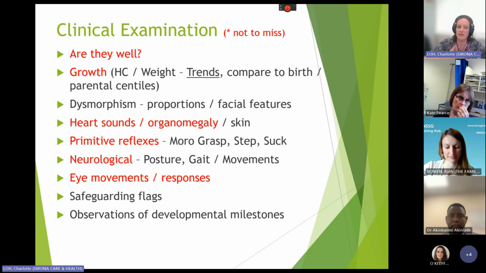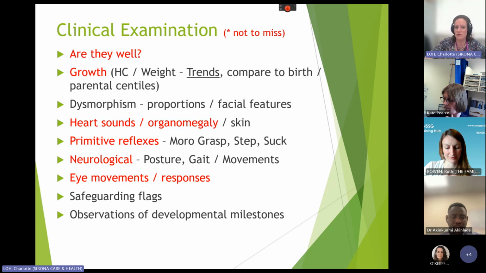Then your regular cardiac and respiratory and abdominal examination, just have a feel of the abdomen. You don't want to miss signs of heart failure, for example, or a massive liver or spleen as part of a metabolic condition. That's something you really don't want to miss. And primitive reflexes we'll talk about in a bit more detail, and the neurological examination. These are particularly important for motor concerns, gross motor concerns, and for developmental impairment across several domains.